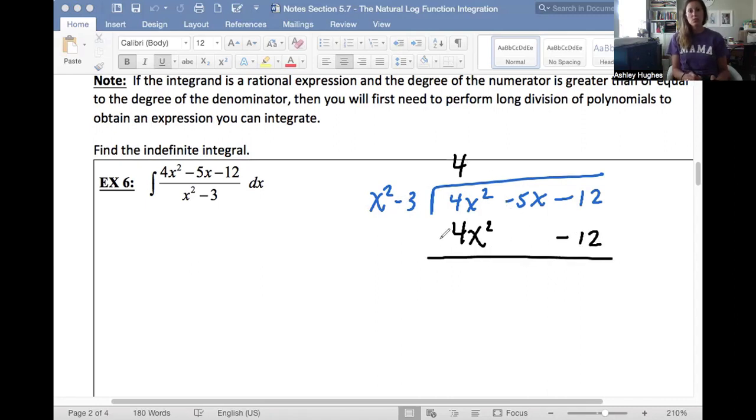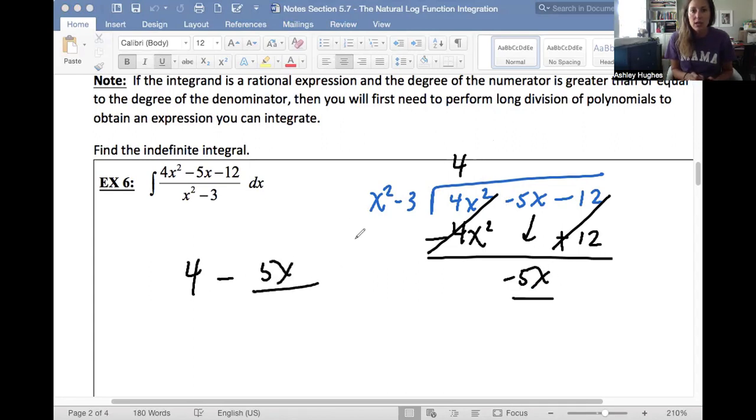And then you have to change both signs. So change that and change that because you're subtracting the quantity. So flip both signs and then bring down whatever is left. I'm done once this power won't go in. Like, x squared is a bigger power than x, so I'm done. So the way I write my answers, I write 4, and then I take whatever this guy is, the remainder, and I put it over the divisor.